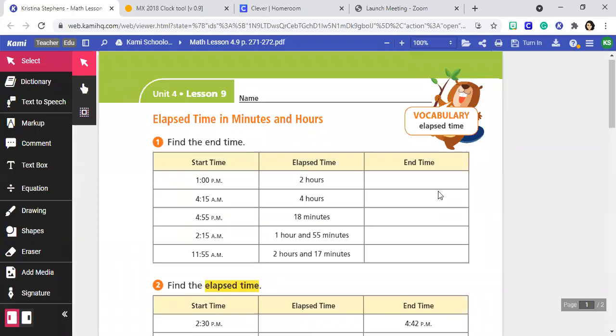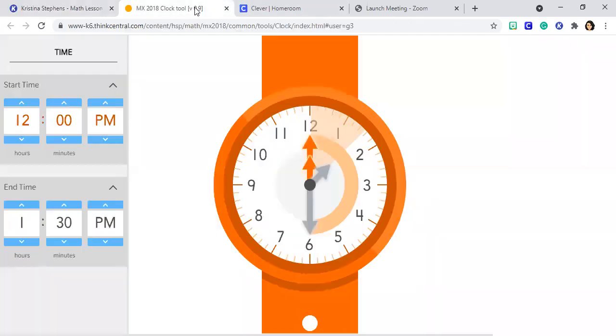Hello, third graders. This is Math Expressions 2018 edition, Unit 4, Lesson 9, which can be found on pages 271 and 272 of your student workbooks. You're also going to need your analog clock, or you can use the iTools clock found in Think Central.